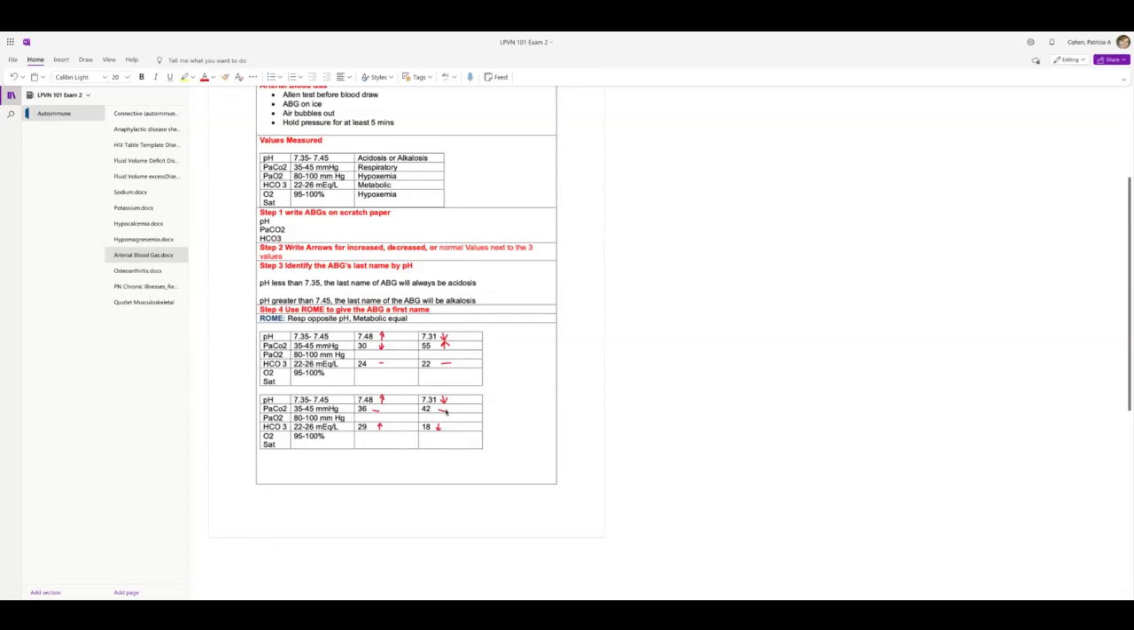All right. So just remember ROME. Respiratory opposite, metabolic equal. Okay. It kind of makes sense when you use the arrows. Yeah, that's why I want you to take your scratch paper and write pH, PaCO2, and bicarb. And make sure you're picking the right values because the exam question might be shady and have the PaO2 and the O2 sat in it. Okay, so make sure you're picking out the right values.